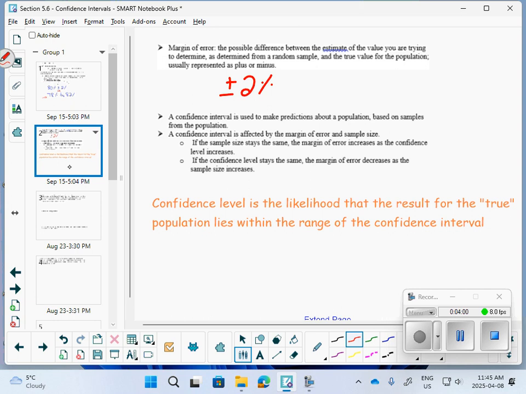And I don't know if we have, do you have that definition on there? Okay, maybe let's write that just so you have what confidence level is. It's the likelihood that the result for the true population lies within the range of the confidence interval. So like how accurate are they? And I'll give you a second to write that.